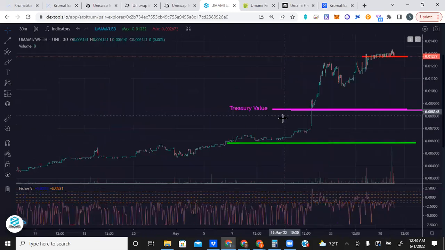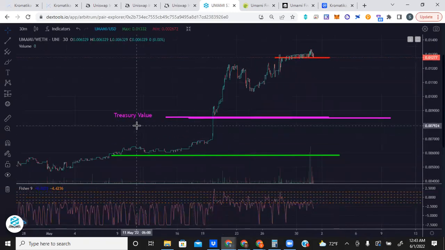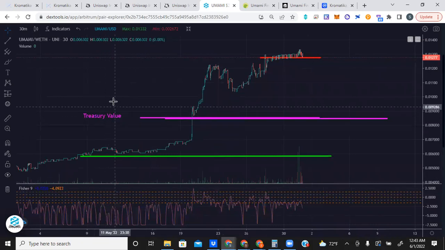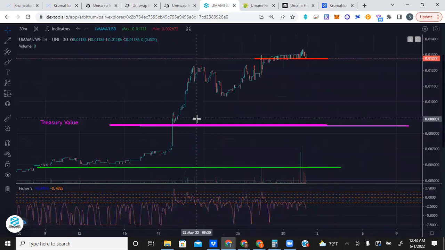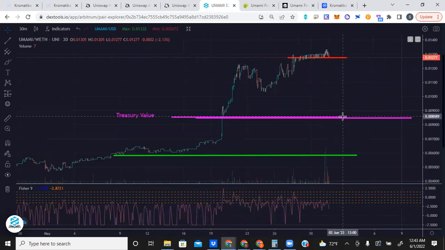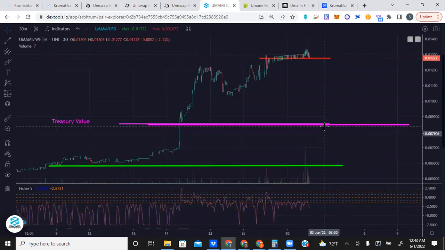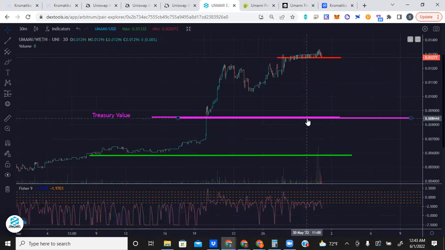So now you can take a few things into account. One thing that we are moving away from, but is still somewhat relevant, is the treasury value per Umami. I went ahead and estimated where that line in the sand is here. Who knows if we'll get there, but this is just a good starting point to look at on the chart here.